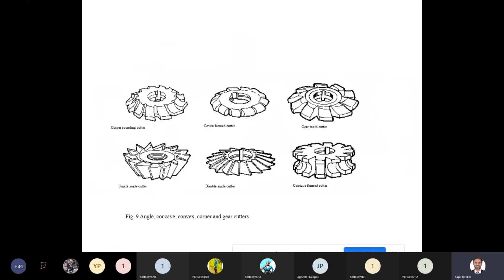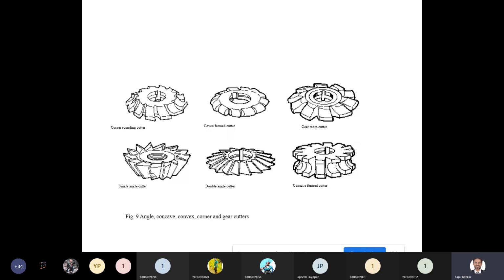Here also you can see the various types of angle cutters. It is a concave, convex, corner and gear cutters also. So this is a corner rounding cutter. This is a convex formed cutter. This is a convex form cutter, gear tooth cutter. In general, you can say that this is a profile cutter also.